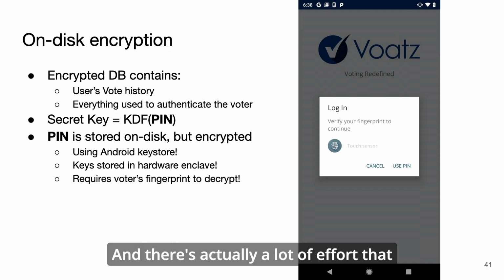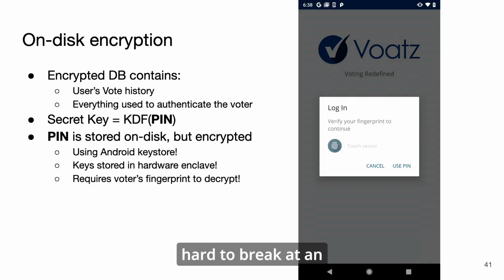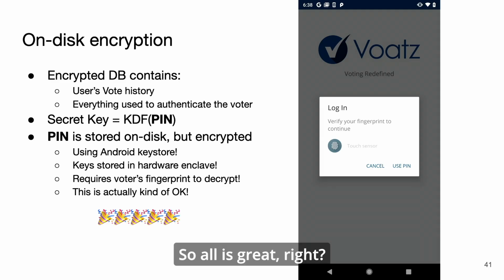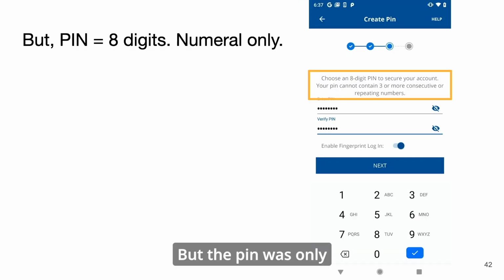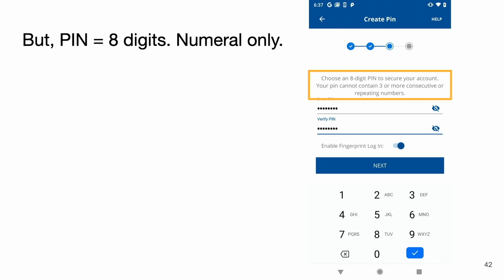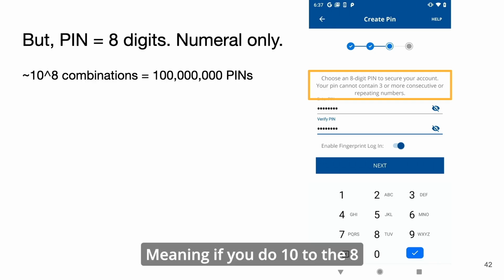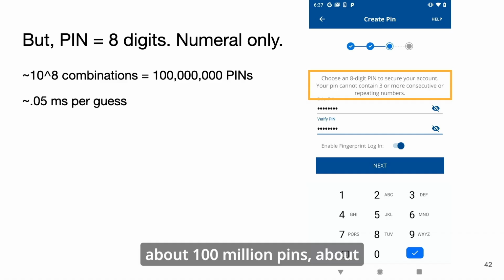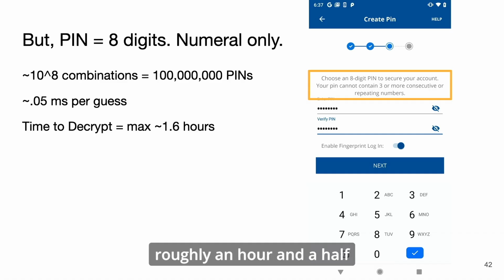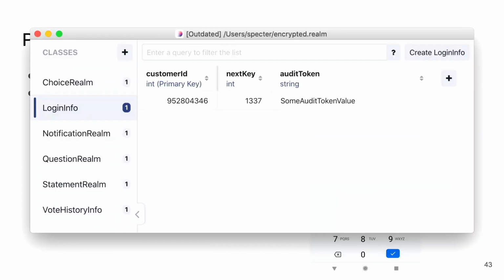And there's actually a lot of effort that goes into making this quite hard to break at an operating system level. So this is actually kind of OK. So all is great, right? Except the PIN was only 8 digits and numeral only. Meaning, 10 to the 8 combinations gives you about 100 million PINs, at about 0.05 milliseconds per guess, so in roughly an hour and a half, you're able to decrypt this database.